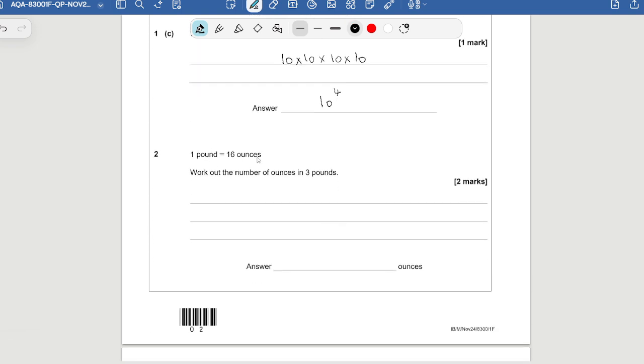1 pound has got 16 ounces. Work out the number of ounces in 3 pounds. So if there are 16 ounces in a pound, then how many are there in 3 pounds? So you do 16 times 3. 3 sixes are 18. 3 ones is 3, plus 1 is 4. 48 ounces are there in 3 pounds.